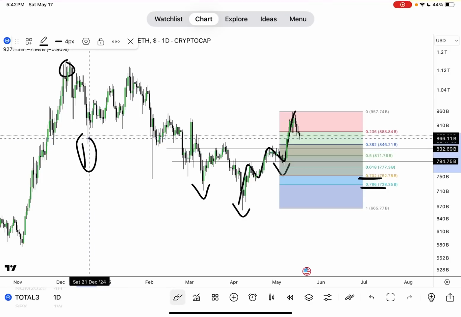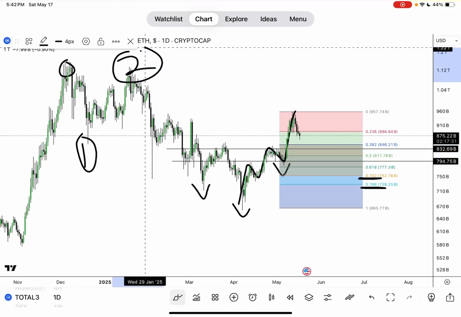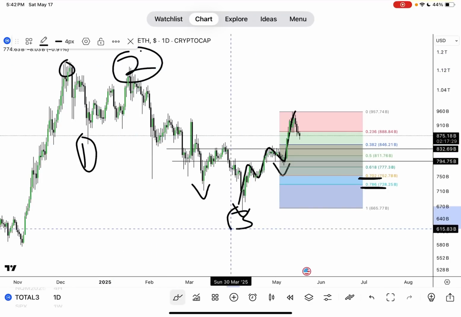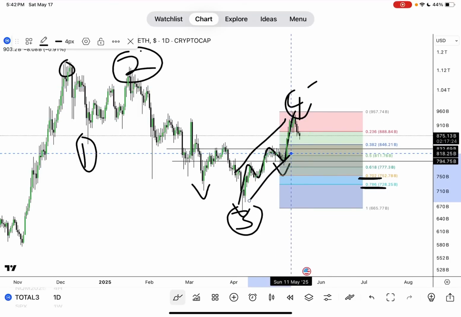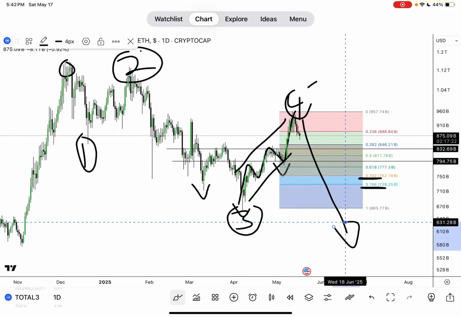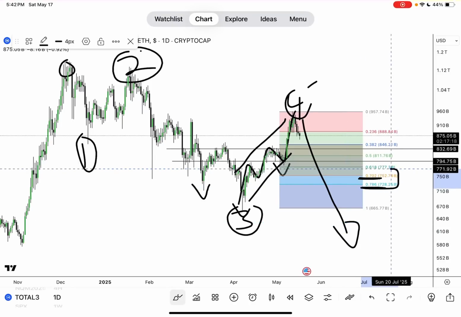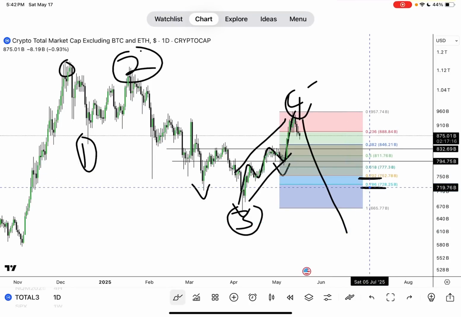This would be a wave 1. This would be a wave 2. This is your 3rd wave. This is your 4th, right? And now we come down for a 5th. That would be the ultra bearish scenario, which would only be confirmed, like I said, if we go below this 702 and 786. But so far, I'm very optimistic.